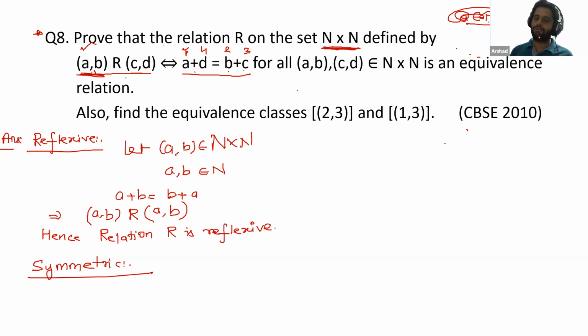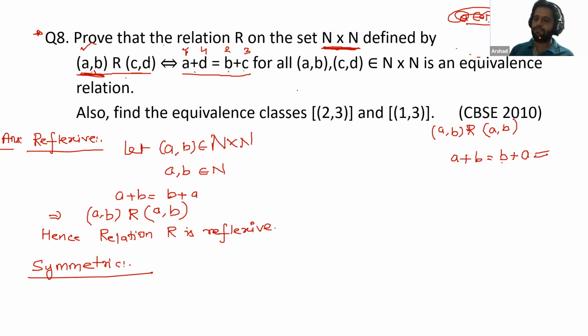Now we must know what we need at the end. We have to prove that A comma B should be related with A comma B. What does this mean? Check the relation. You need the first element, which we have written. Then you need the fourth element. Fourth means B. Then you need the second element, that is B. Then you need the third one. Third means A.